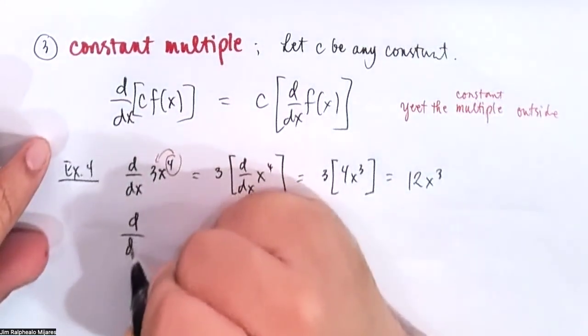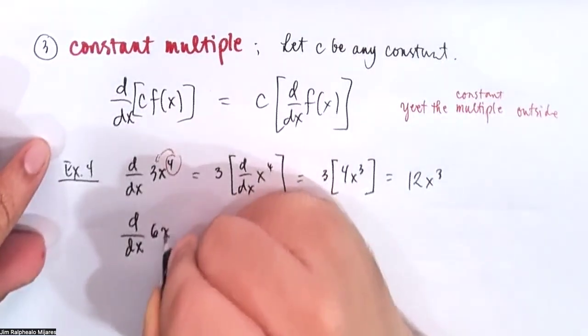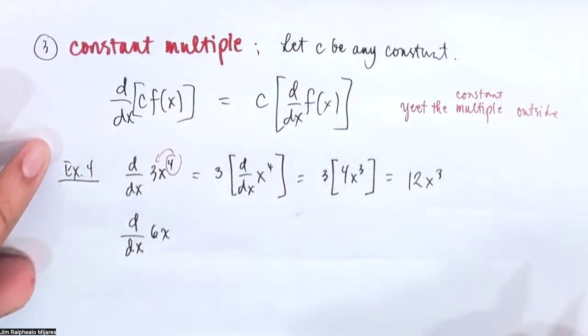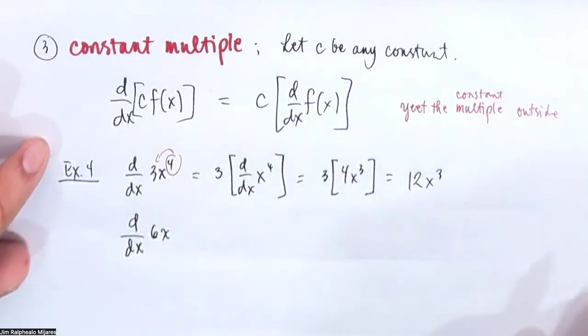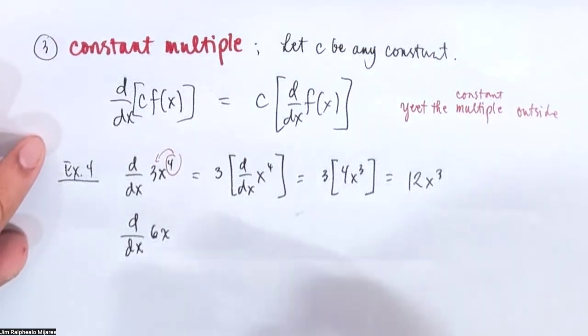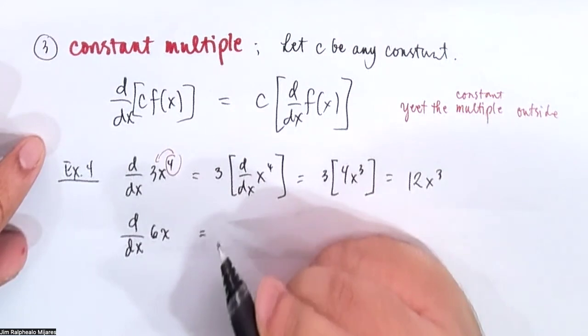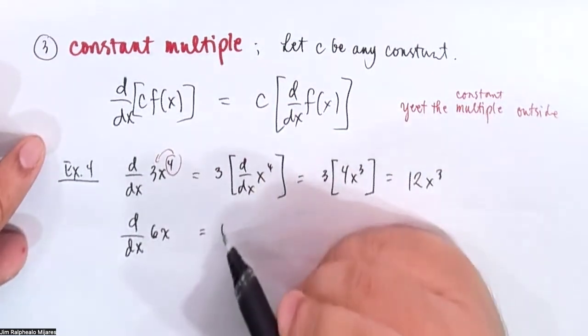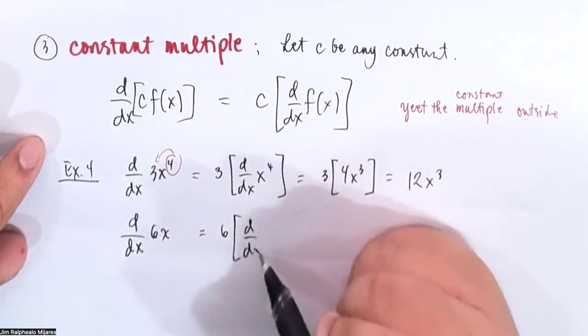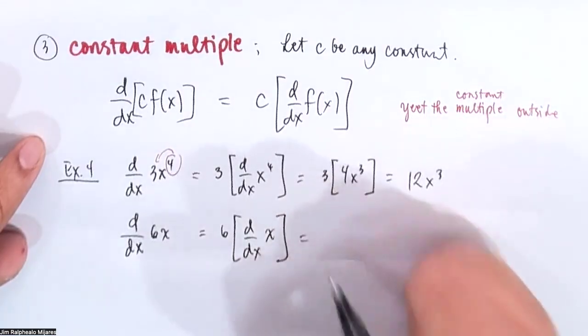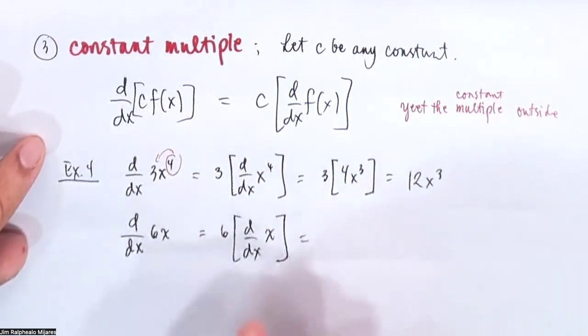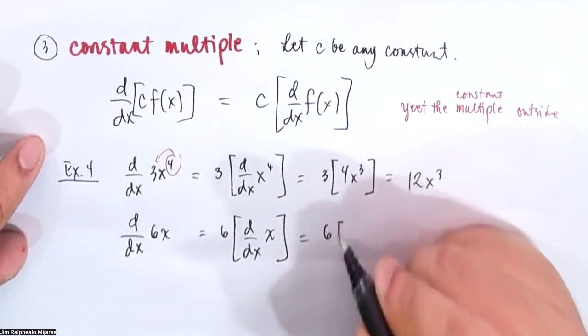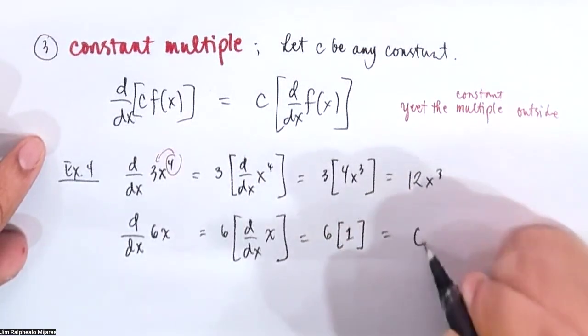Another example. What's the derivative of 6x? Now, you can do the power rule, but with the constant multiple rule, it's this, right? We can yeet the 6 outside. Then this right here is equal to 1. So 6.